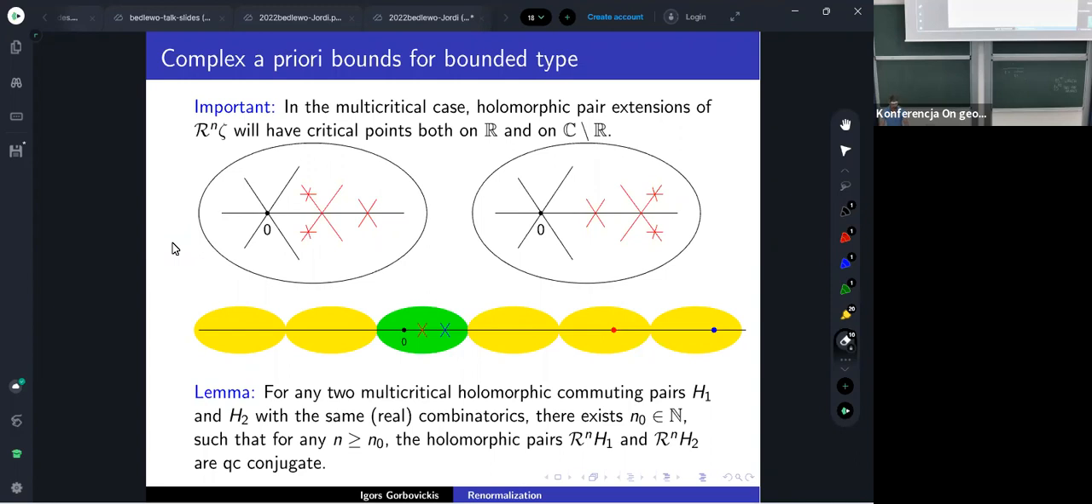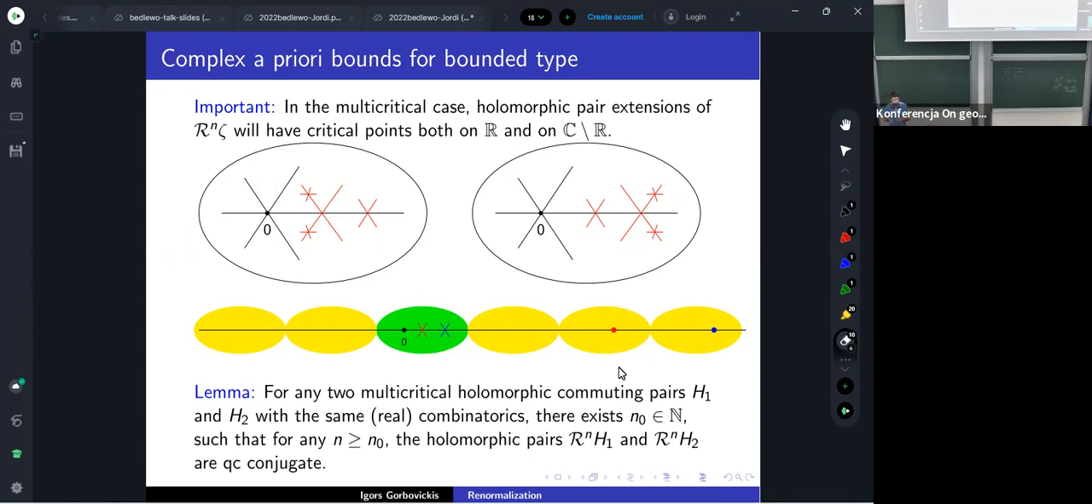Well, first of all, it turns out that if we have two critical pairs with the same real combinatorics, maybe even holomorphic pairs with the same real combinatorics, we don't know what the complex combinatorics is. They might not be topologically conjugate, but if we renormalize both of them sufficiently many times, then the real combinatorics, if it was the same for the two maps, eventually prescribes the complex combinatorics as well. This is due to the fact that when we renormalize, even if two critical points are very close to each other, if we renormalize sufficiently many times, then this picture with the beads should look as if the beads are getting smaller and smaller, and they're getting smaller than the distance between two critical points.